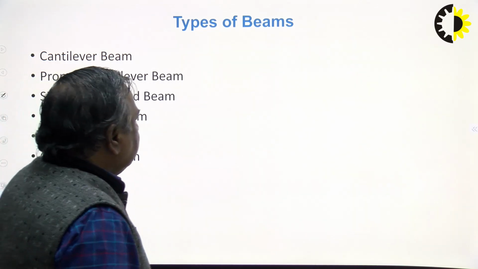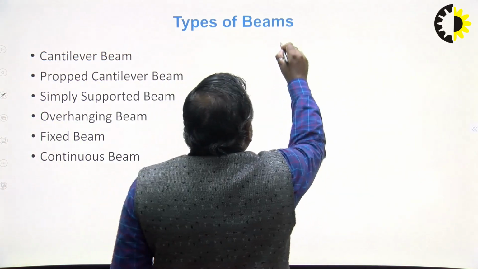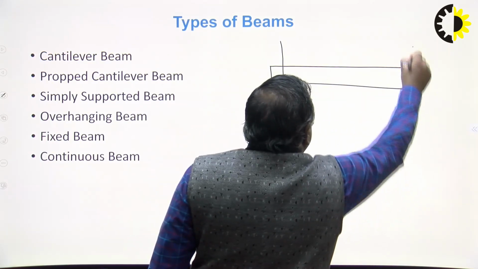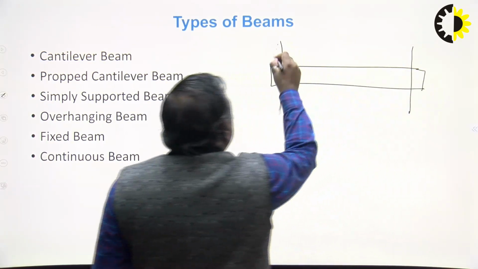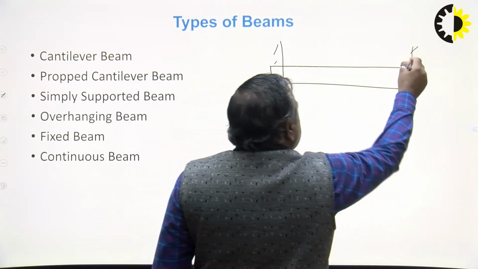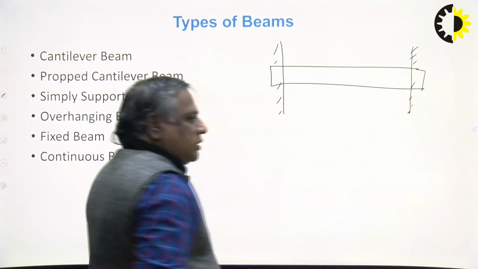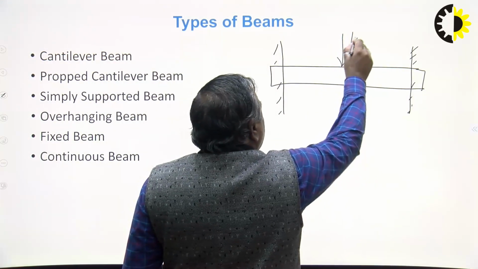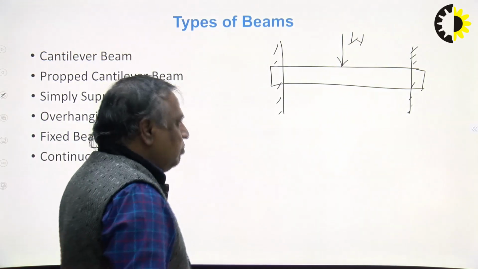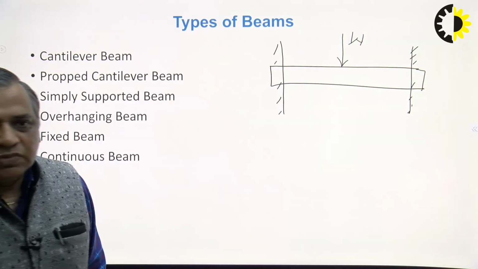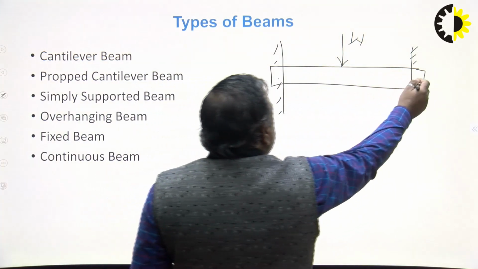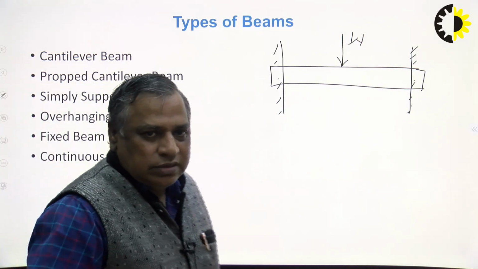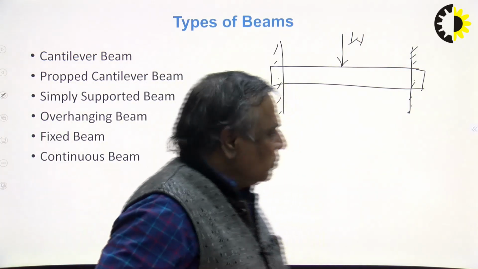Now the fixed beam. If a beam is fixed on both sides, it is grouted, subjected to load W, then this is a fixed beam. It will have 3 reactions on this side, 3 reactions on this side, so it will not be a statically determinate beam.